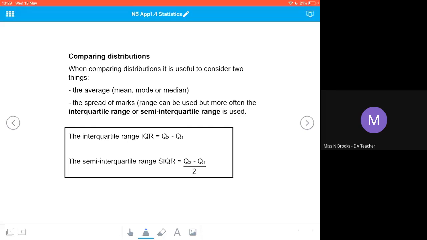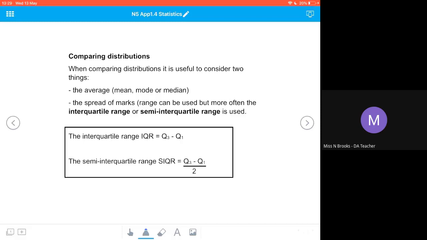So we can use the range, but more often we use the interquartile range or the semi-interquartile range, because the range is taking the extremes into consideration. Whereas if you look at the formula for our interquartile range and our semi-interquartile range, it's looking at the middle 2 quarters. So the numbers that are closer to that median, that middle value.